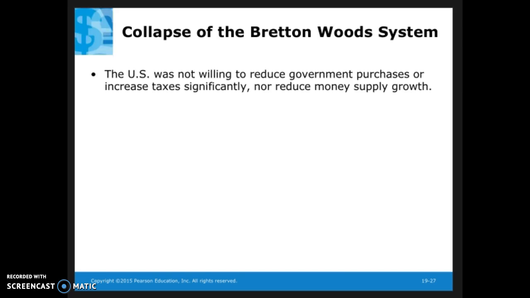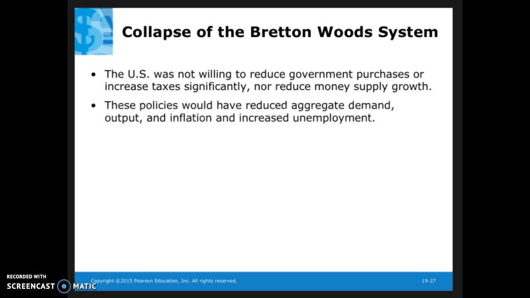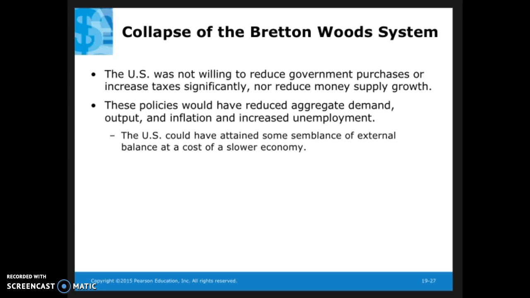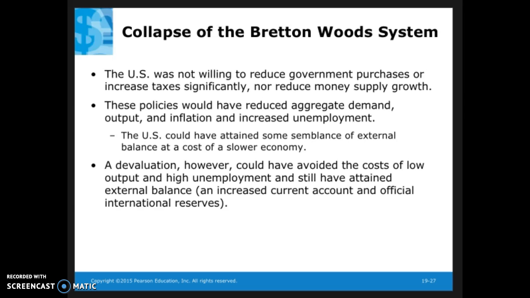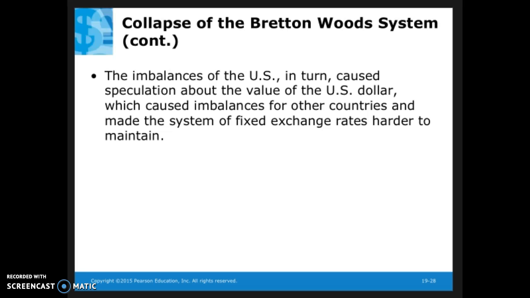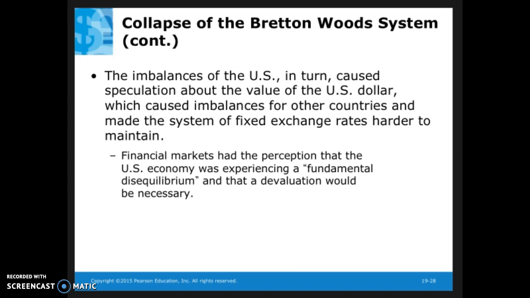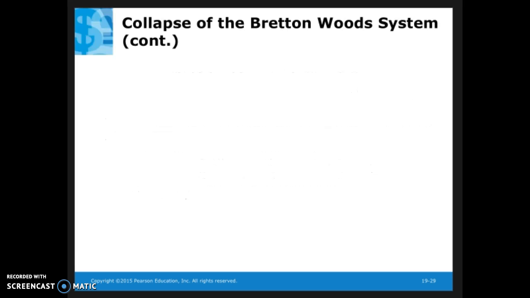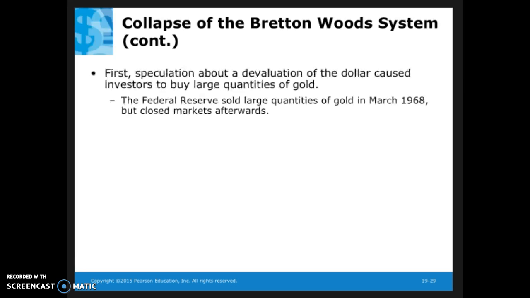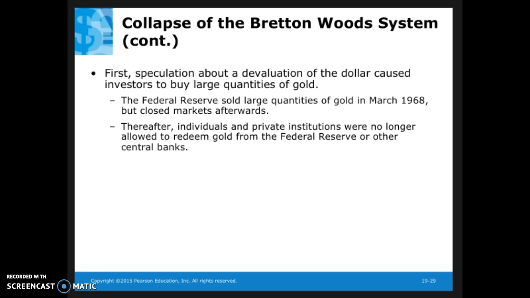So the US, for political reasons, was not willing to reduce government purchases or increase taxes significantly, and it didn't reduce the money supply either. These policies would have prevented the collapse. So there's a perception that the US economy was experiencing a fundamental disequilibrium and that a devaluation would be necessary. First, speculation about a devaluation of the dollar caused investors to have a gold run. The Fed sold off large quantities of gold, but it closed the market afterwards. As a result of this gold run, it became Fed policy that private institutions and individuals were no longer allowed to redeem gold.